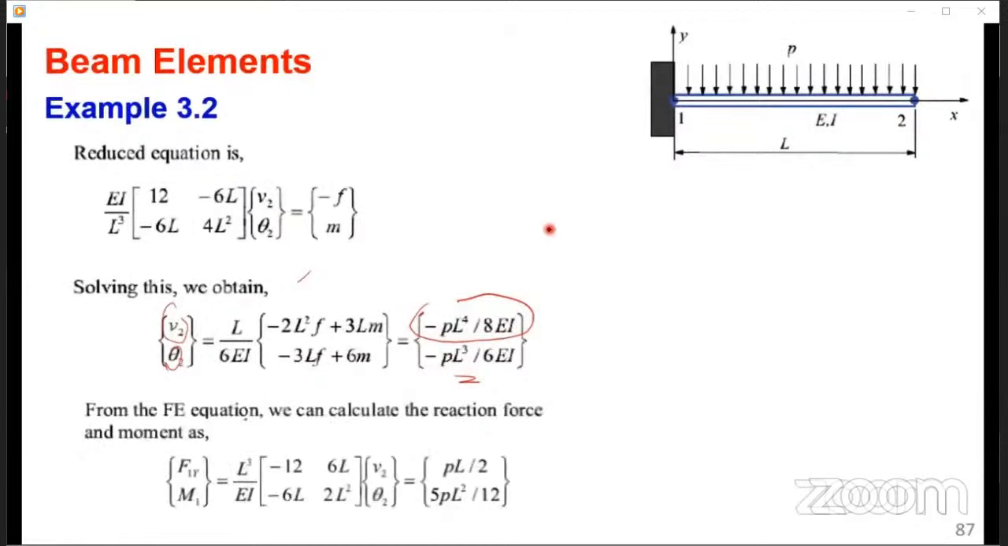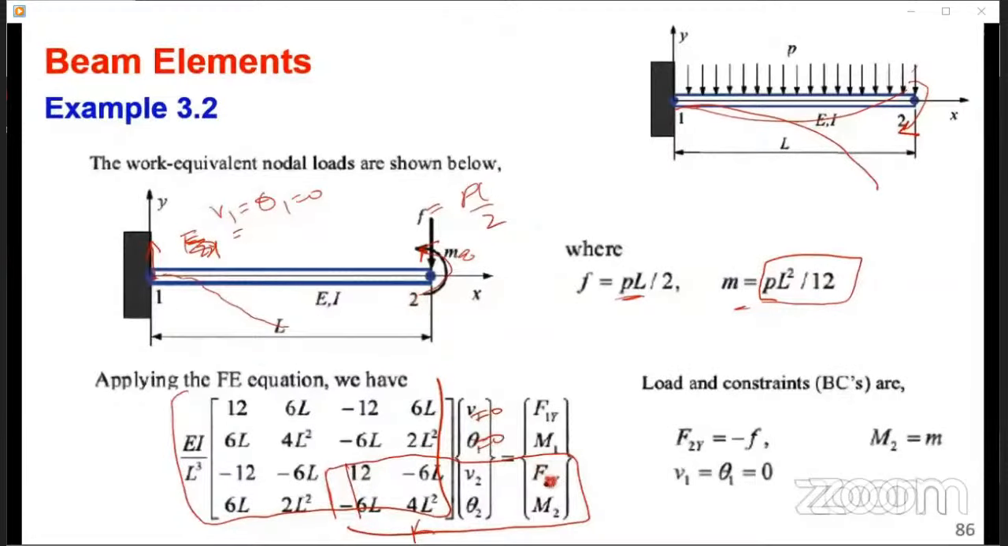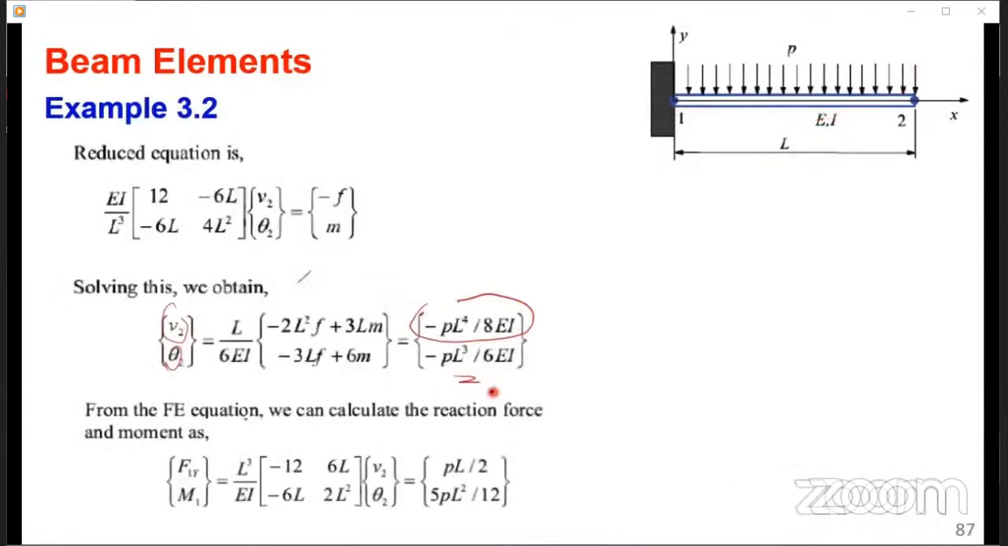Okay. So again, now from the group of finite element equations, you can go back and substitute. Already we have calculated the unknowns. We have V2 and theta 2. We want to get the reactions at the support, so F1y and M1y. So you just need to come and trace this first equation here to get F1y at the support, what is the vertical load, and what is the inbuilt moment at that support. So you find it like that.